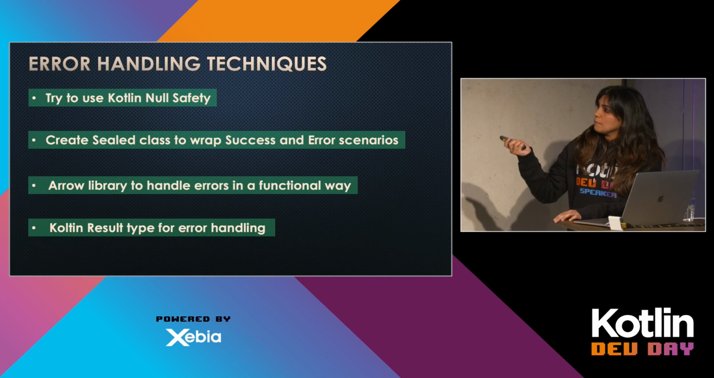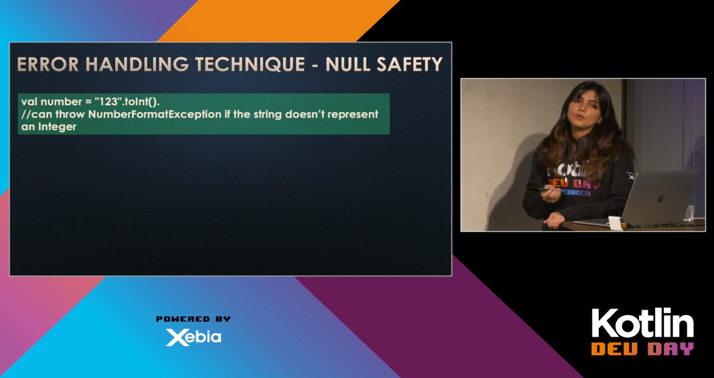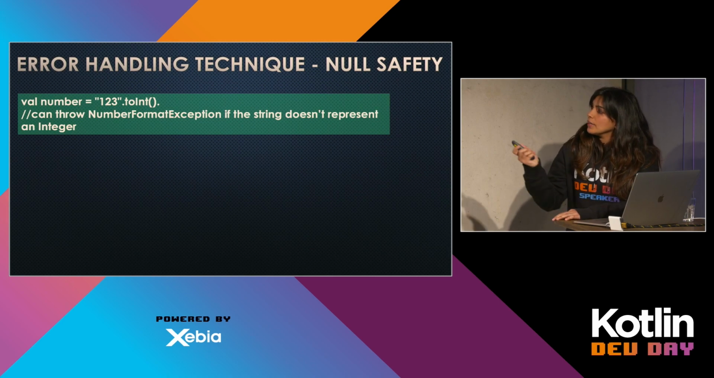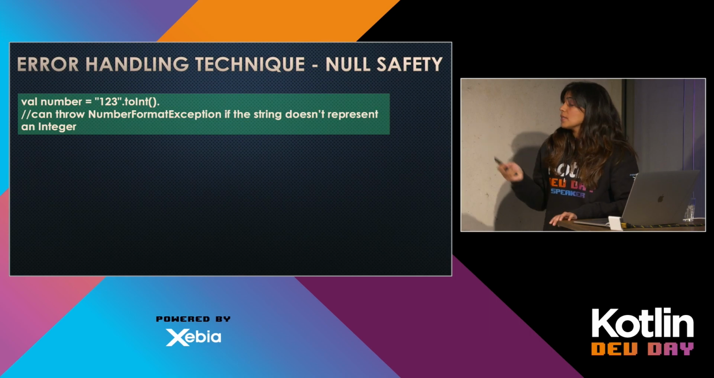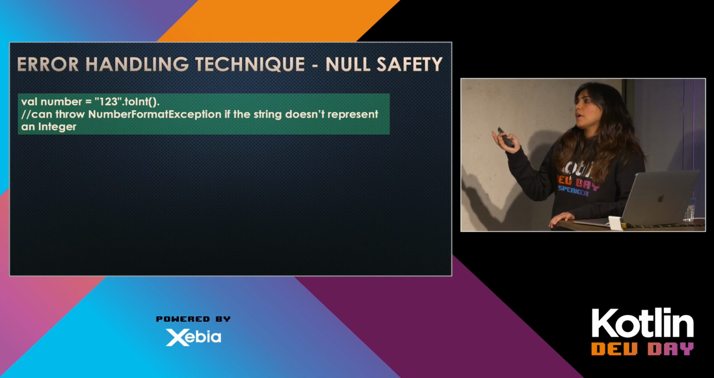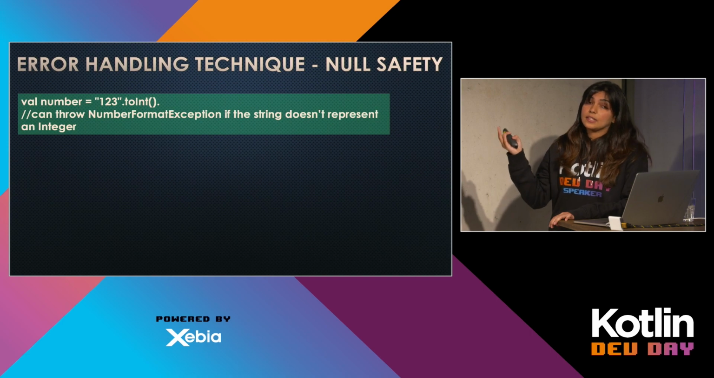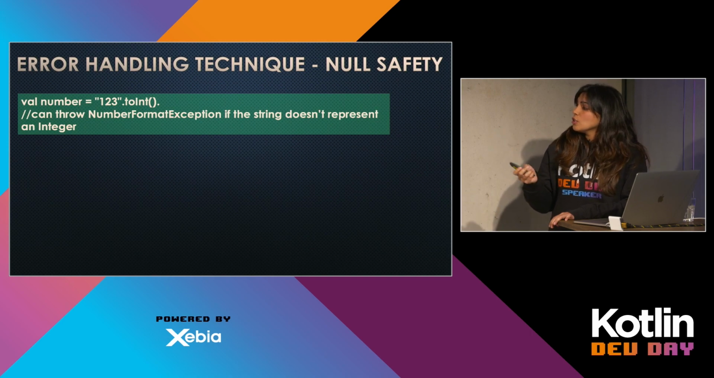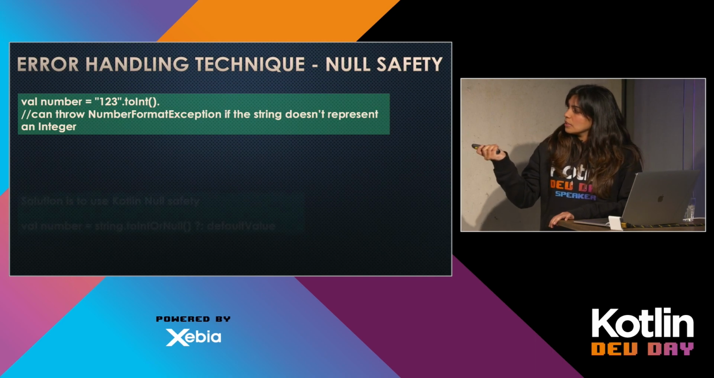Let's go into the first one, that is null error handling using null safety. So herein you see an example wherein we have a string which basically represents an integer, and we are trying to call a toInt function. Now it's very obvious that this function can throw a number format exception if the string basically does not represent an integer. So what's the alternative in order to handle this error condition?